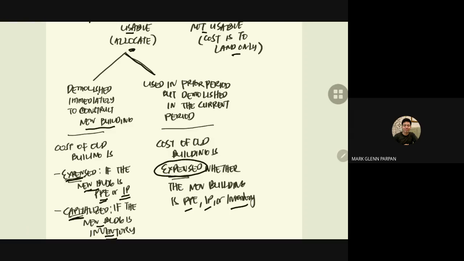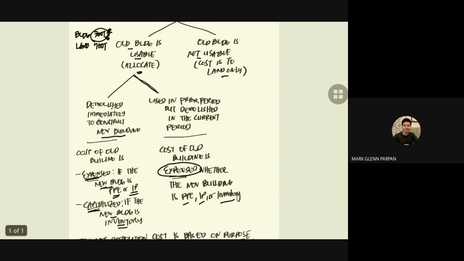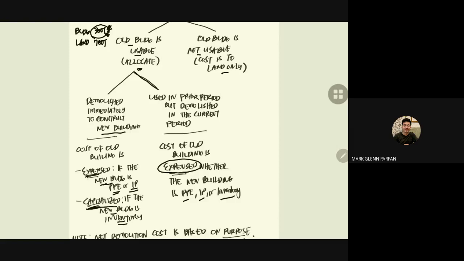So, therefore, we conclude na let's use the tawag nito the rule of exclusion. Okay? So, if you notice expense, kailan lang siya ikakapitalize? Ikakapitalize lang siya if the old building is usable, it was demolished immediately to construct the new building, and the new building is to be treated as inventory. That's the only instance na ikakapitalize ang cost ng old building. If hindi ganun yung case, automatic po, expense na po siya.